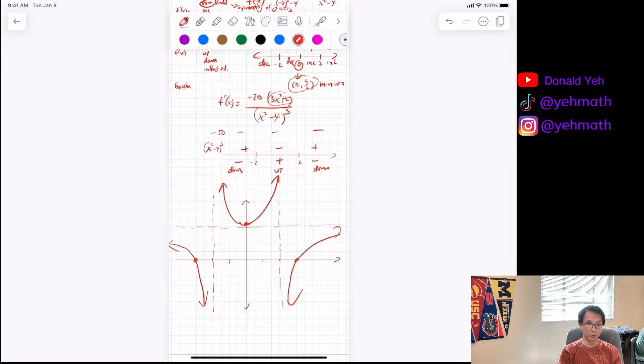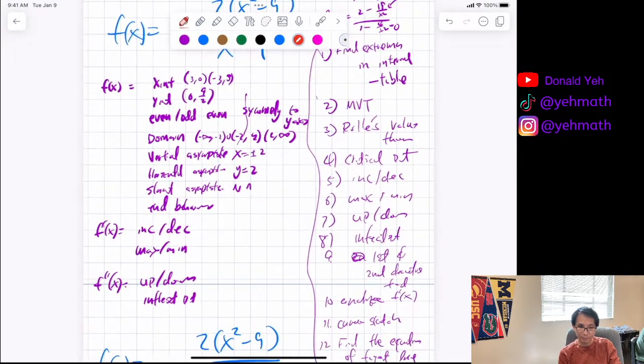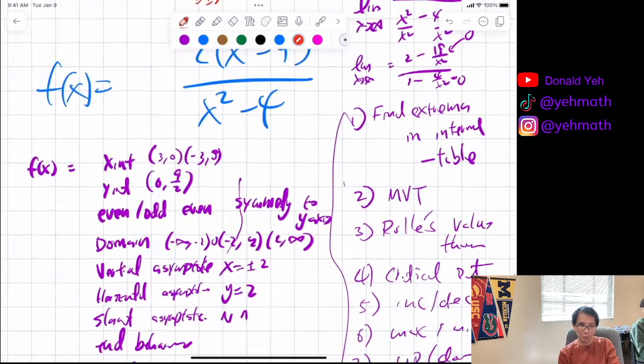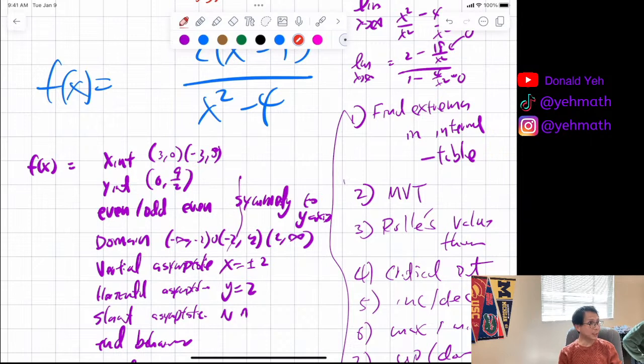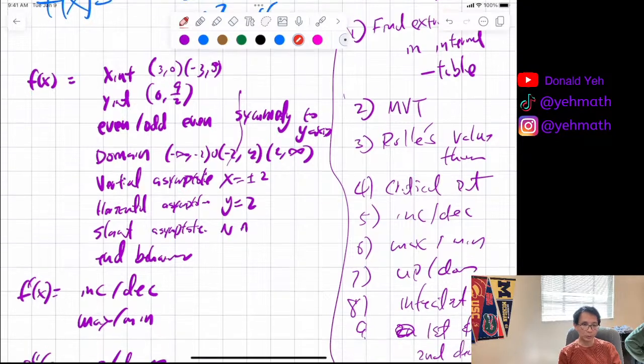And that's going to be one of the graphs that you're going to have to do on the following test. But on this test, you just have to be able to graph polynomials. What's on the test? On the test, you're going to have all this stuff. Can you find the extrema in the interval using a table? That means critical points and endpoints you have to plug in. Mean value theorem, we just practiced one. You have to know the conditions for the mean value theorem to be true. Rolle's theorem.